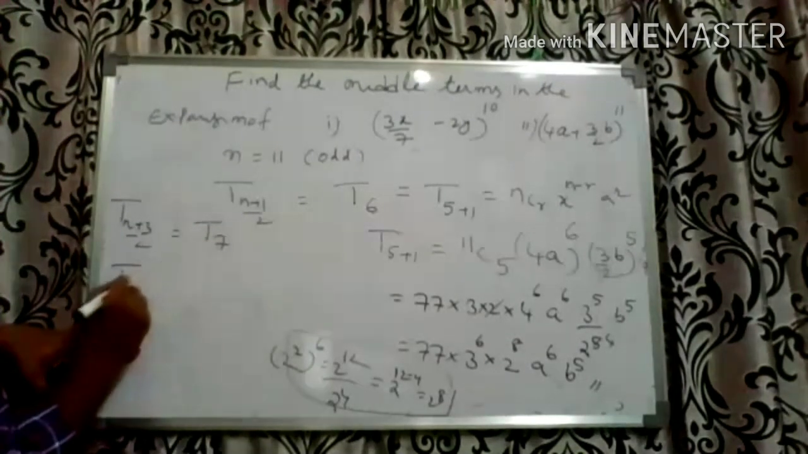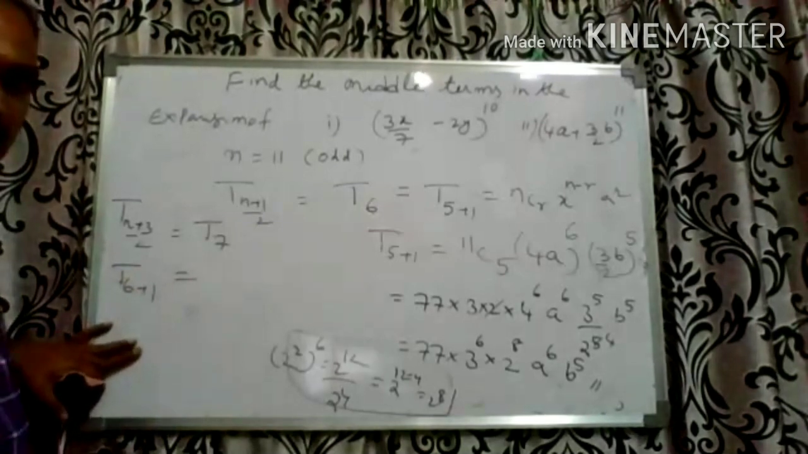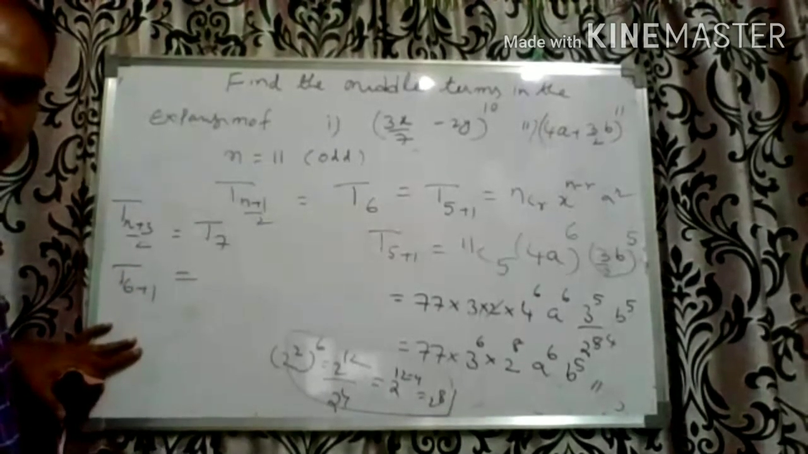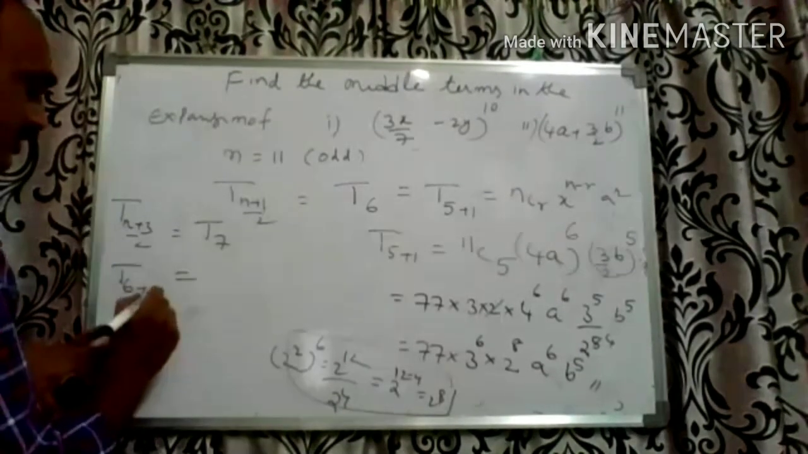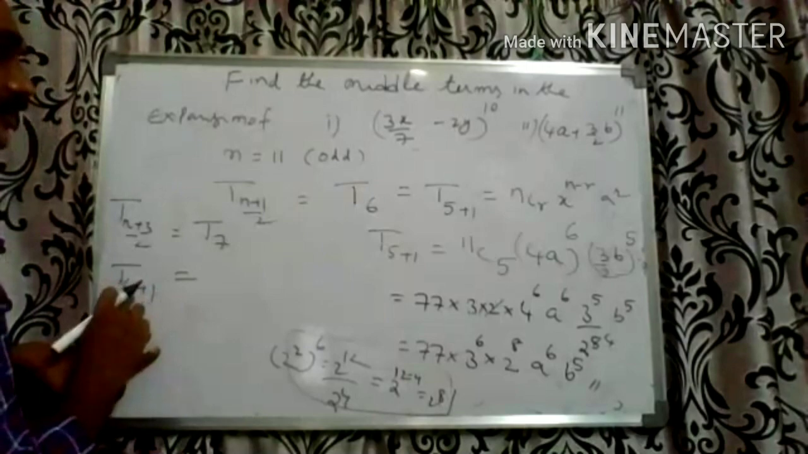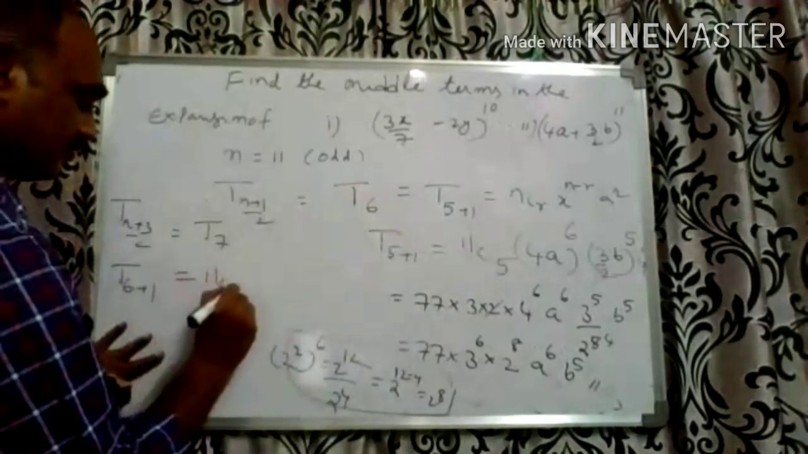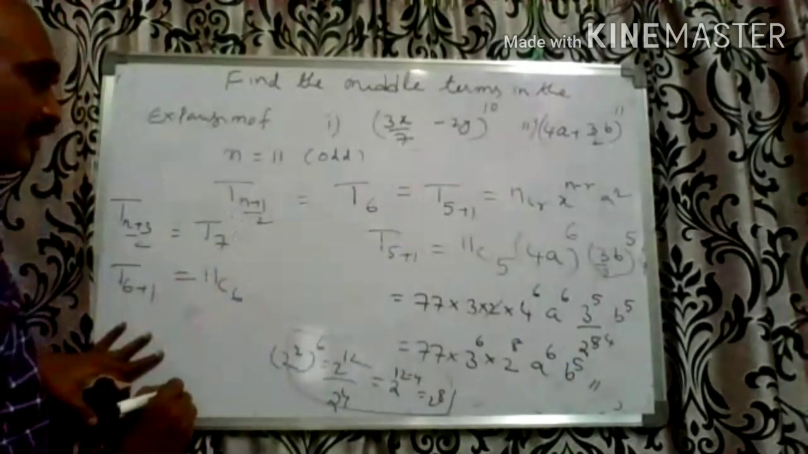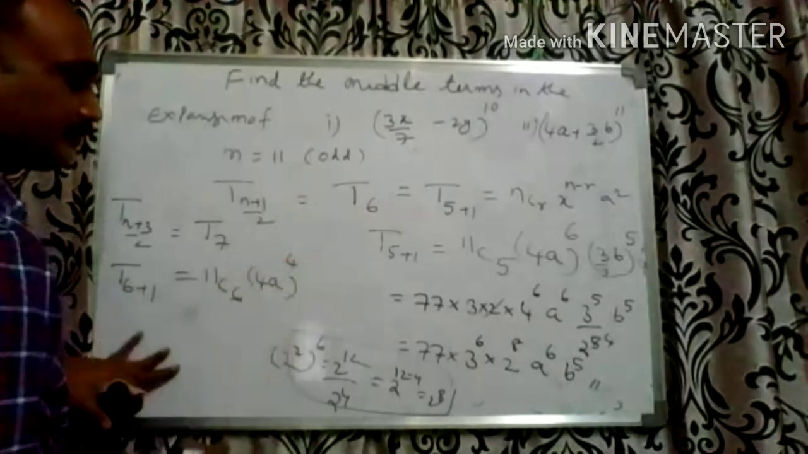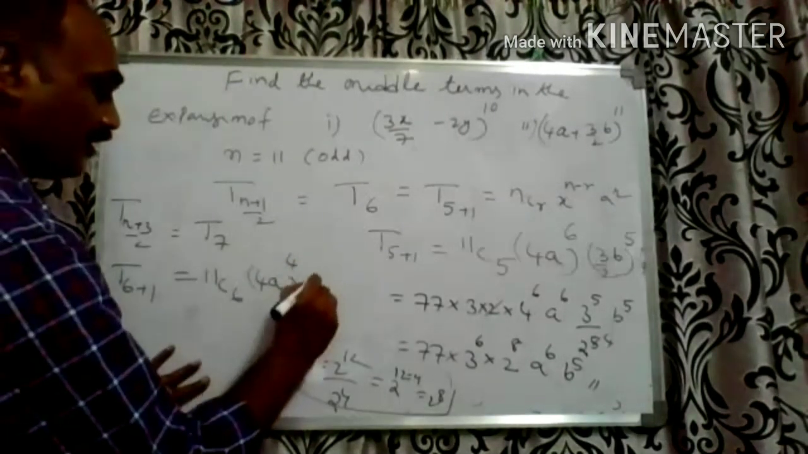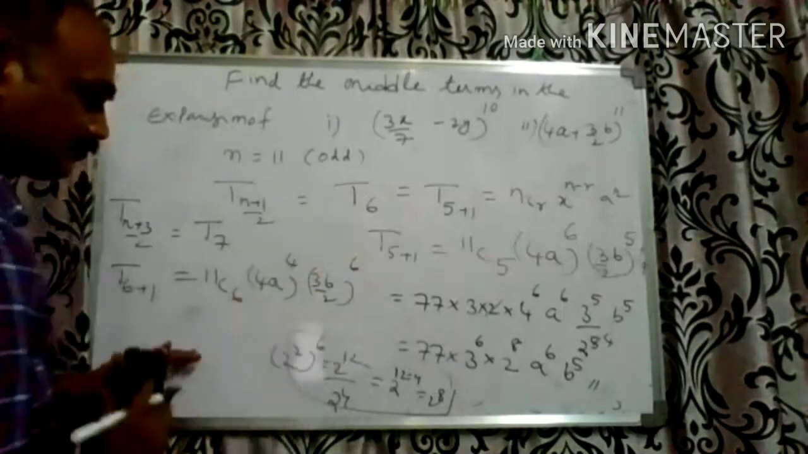So 7 is equal to 6 plus 1, that is equal to r plus 1, so r is equal to 6. N is equal to 11. 11C6 into x power n minus r, 4a whole power 11 minus 6, into a power r, 3b by 2 whole power r, r is equal to 6.